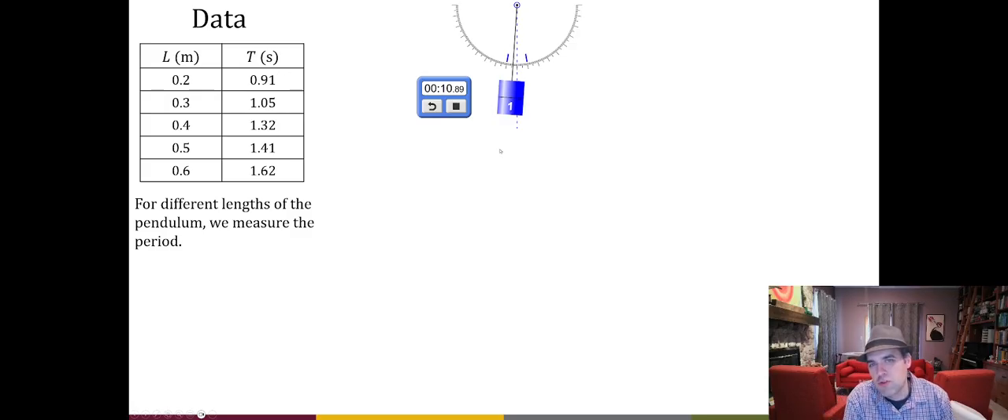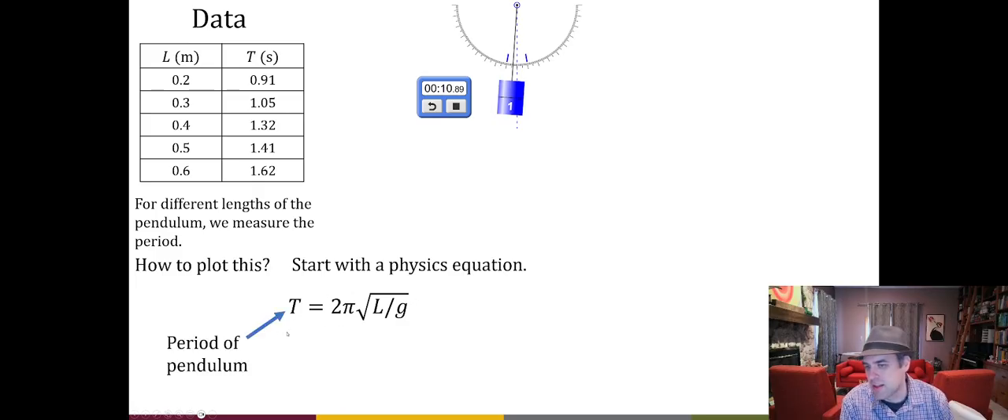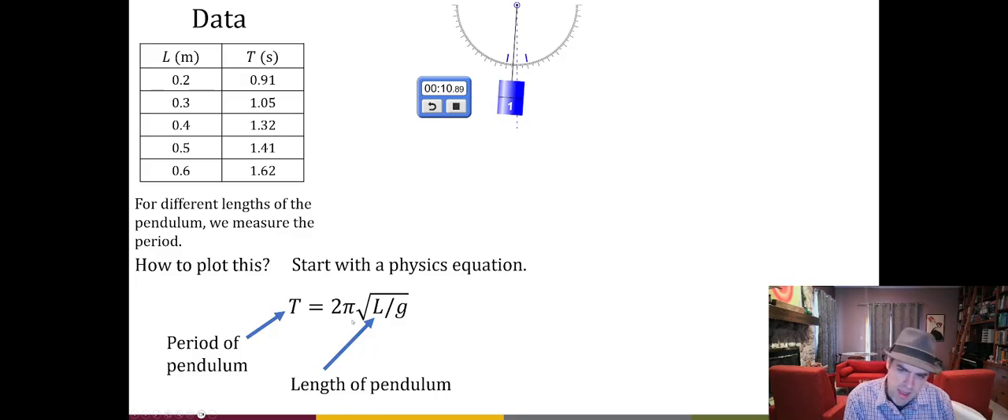Now, our goal is to eventually get the acceleration of gravity from this pendulum experiment. But how are we going to do that? Well, like always, we're going to use a plot, and we're always going to start with a physics equation. Here, this is the equation for the period of the pendulum. T equals 2 pi square root of L over g, where T is the period of the pendulum, L is the length of the pendulum, and g is the gravity on a planet. Now, for the data I have here, I did it on Earth, but you're going to do it for an unknown planet X. So you're going to calculate the acceleration of gravity on this unknown planet.